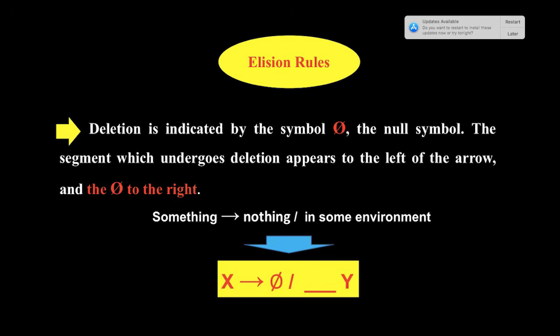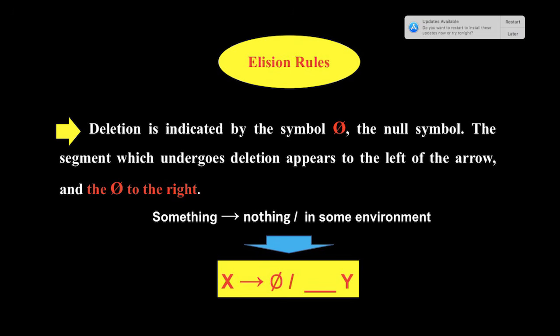Now let's move to elision rules. When we say elision, we talk about deletion. Deletion is indicated by the symbol null. The segment which undergoes deletion appears to the left of the arrow and the null to the right. This is how we write a phonological rule that describes elision. So something becomes nothing in some environment. As a phonological rule notation, we write, for example, X becomes nothing when it is followed by Y.